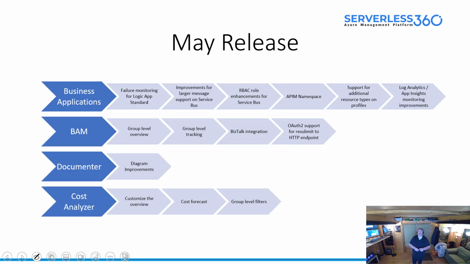So before we jump into June, let's take a look back at what we did in May. We'll have a separate video on this, but I just want to call out a couple of features that I thought were quite cool. So we added support for failure monitoring for Logic App Standards. Data monitoring is a feature we have in the product that we use for a number of different resource types, where we're looking at things like the run history to see what happened when we last failed, and can we trigger alerts for it.